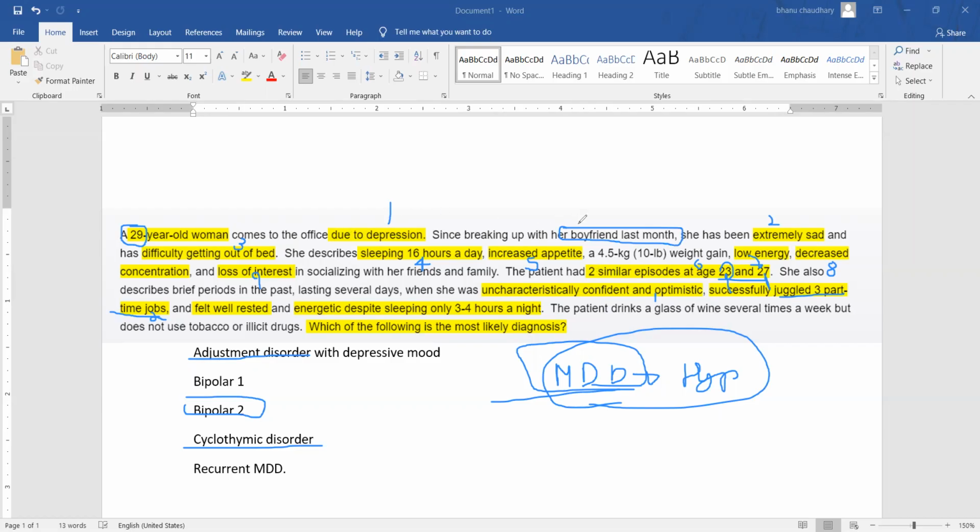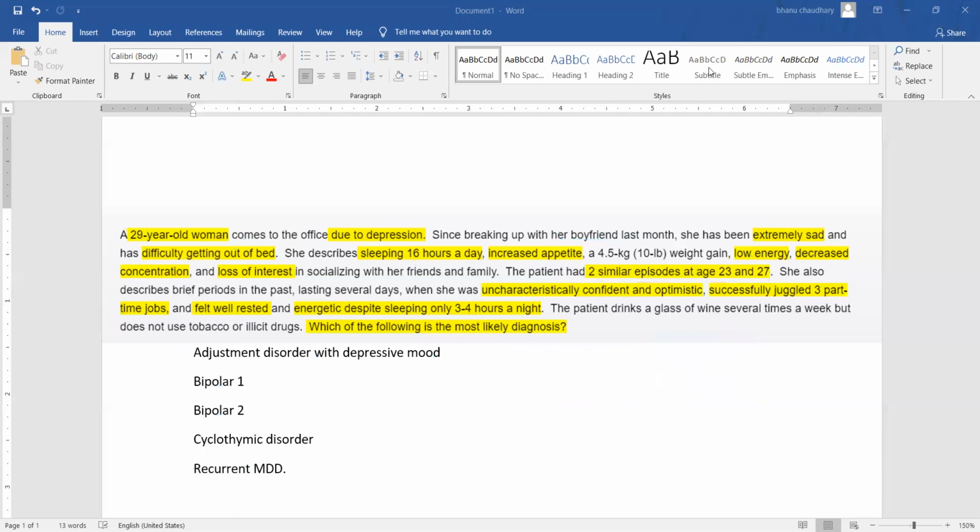So if the patient has a stressor present, and only after that stressor has this kind of episode, without such a history, you can get a chance of diagnosing adjustment disorder. But here the patient is having 2 similar episodes before, and she is also having episodes of hypomania. So it cannot be adjustment disorder with depressed mood. It cannot be bipolar 1 because the patient is not having a manic episode but a hypomanic one. In recurrent MDD, the patient would not have a hypomanic episode, so it cannot be recurrent MDD. So count all the number of episodes the patient is having and then diagnose them with one of these disorders. This will help you.